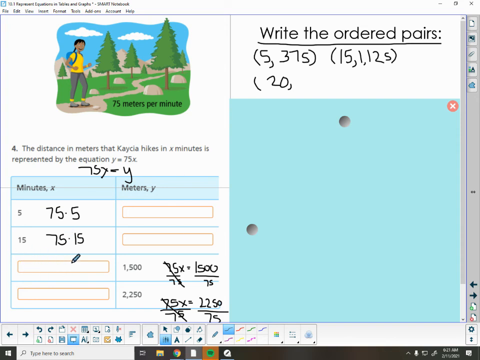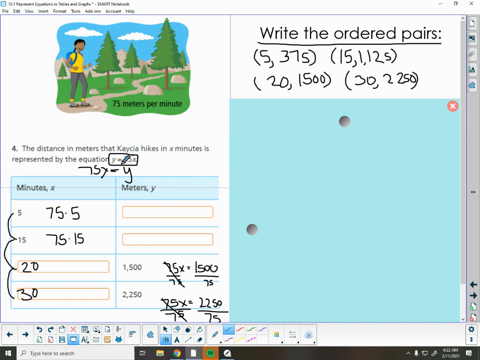Next, when I go 20 minutes, I went 1,500 meters. And then last, when I go 30 minutes, I went 2,250 meters. So I'm noticing as I fill out this chart, it is not making a constant pattern in the chart. This went 10, this went 5, this went 10. But we are making a constant pattern because we're using the same thing.